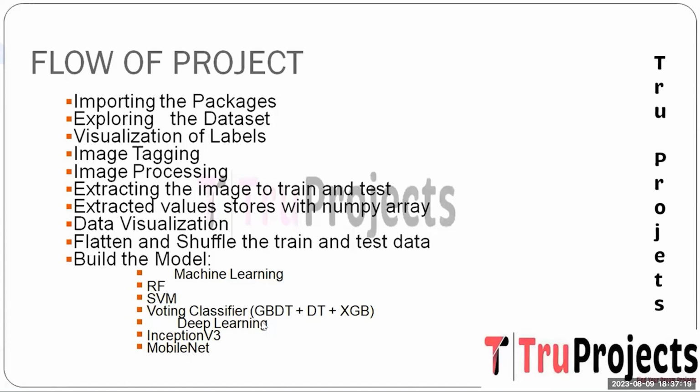It combines the predictions from multiple models like gradient boosting, decision tree, and XGBoost. Voting is employed to determine the final prediction, allowing the model to capitalize on the strengths of each constituent model. And the next one is deep learning.